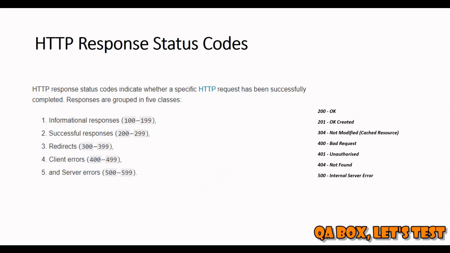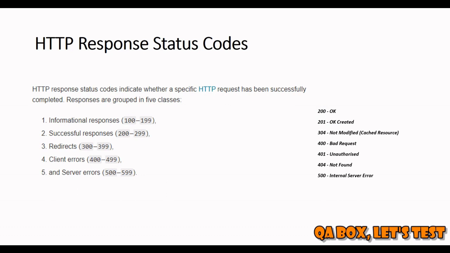These are broadly categorized into 5 classes. So 100 to 199 belongs to the informational response space. Success responses are from 200 to 299, and some of the important ones are listed on the right hand side. 200 is for OK. 201 is when you create a new record, or post a new record and it is successfully created, then you get this 201 Created. Then you have the redirects, right? So 304 Not Modified, where you cached your last response and now you are fetching it from your last response only, right? That's a redirect.